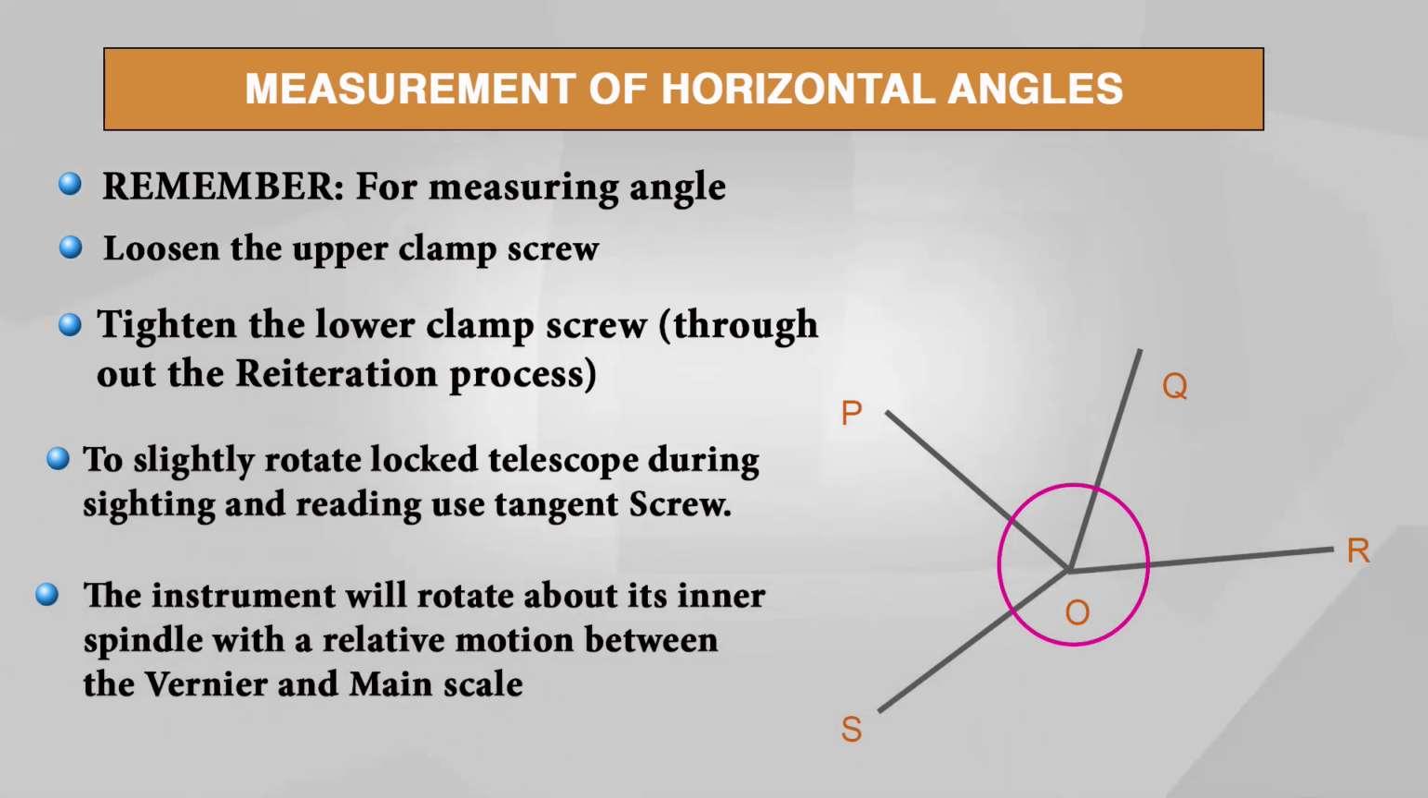We are talking about the repetition method, in which we are measuring cumulative values of angle. For measuring angles, we need to loosen the upper clamp, right, and for keeping the 0 value to a specific point, we will lock the lower clamp. We will come to it again.